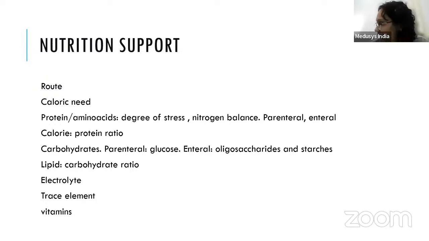Nutritional support. In nutritional support, there are a few more things, like what route should we prefer, and the supply should be tailored as per caloric need. What should be the protein and amino acids ratio? It depends on the degree of stress and nitrogen balance. Then what should be the lipid carbohydrate ratio? What should be the electrolytes? We should continuously check electrolytes, supplement trace elements, vitamins, and all these things.